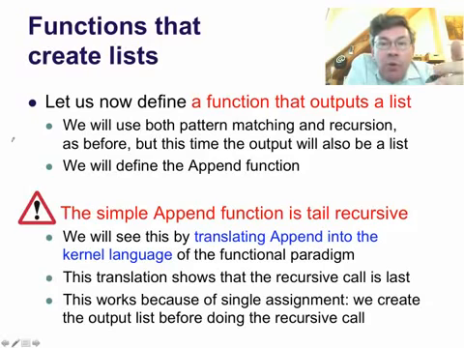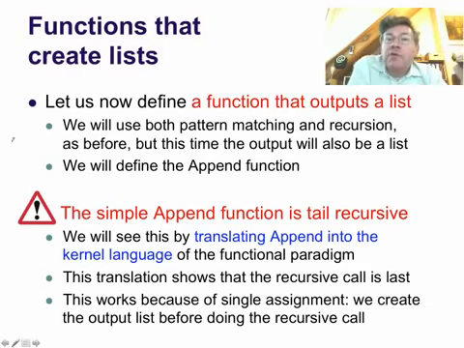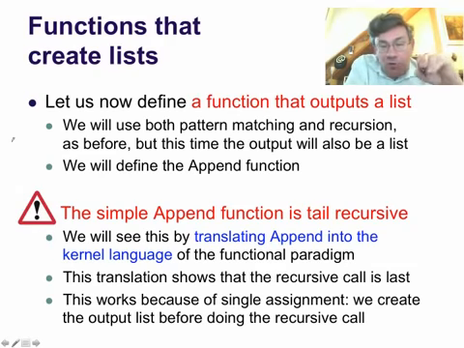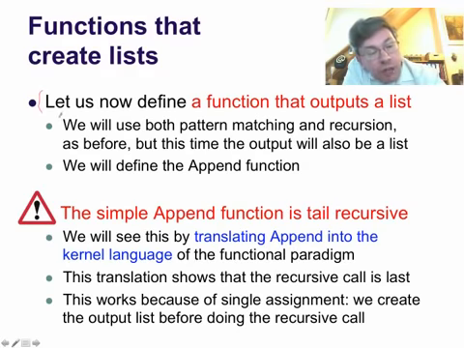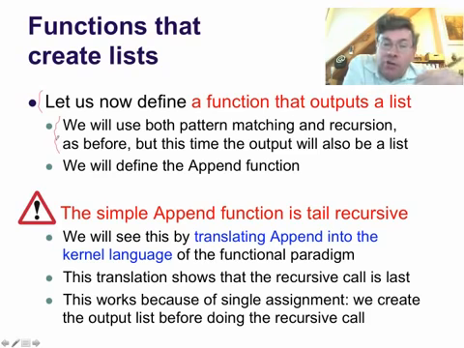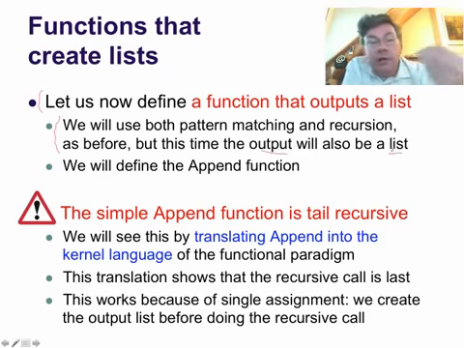So up to now, we have seen how to write a function like the function sum that takes a list as an input and calculates an integer as output. Right now, we can go beyond this and define a function that outputs a list, not just an integer. This will not be so difficult. We will use pattern matching and recursion as before, but the output will also be a list.